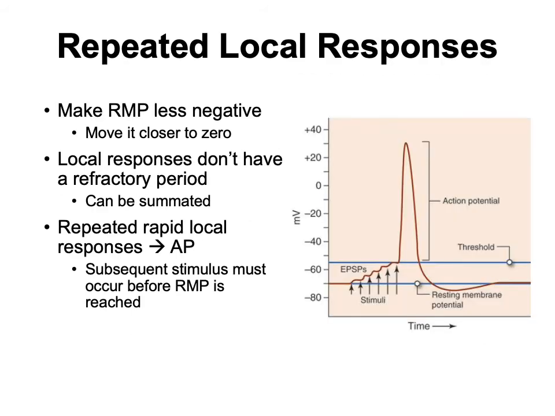Repeated local responses. We already talked about how a local response can make the resting membrane potential less negative, how it can move it closer to zero. Local responses do not have a refractory period. That means they can be summated if the subsequent stimulus occurs before it reaches resting membrane potential. So repeated, rapid, local responses can lead to an action potential.